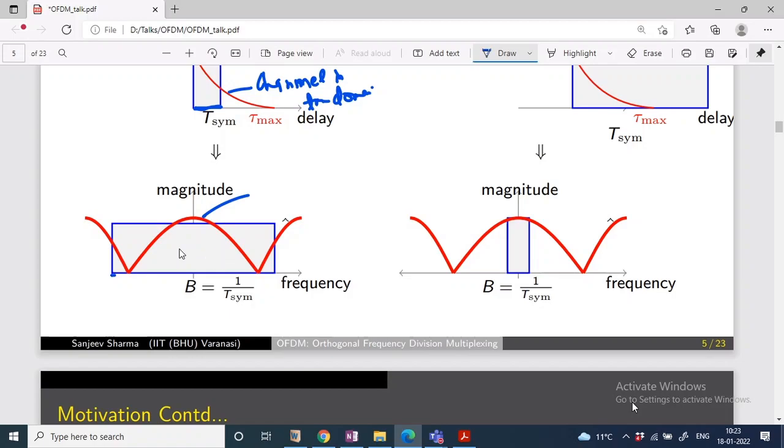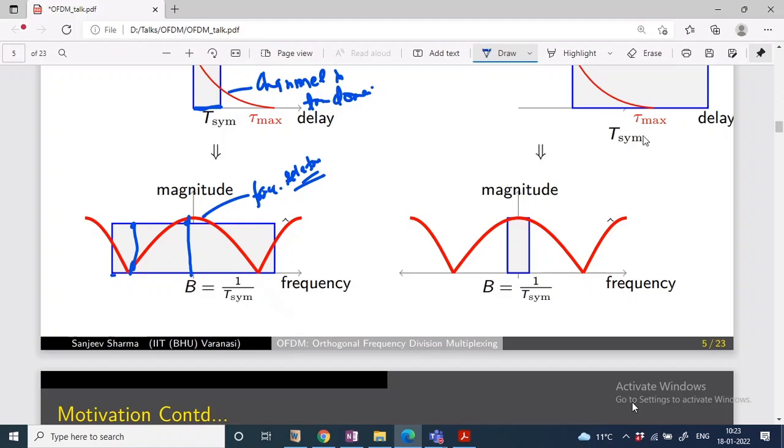You can see the transmitted signal bandwidth is higher than the channel bandwidth, so each frequency component in the transmitted signal experiences a different gain. This frequency component experiences almost zero gain, but this one experiences higher channel gain. That is what we call frequency selective fading.